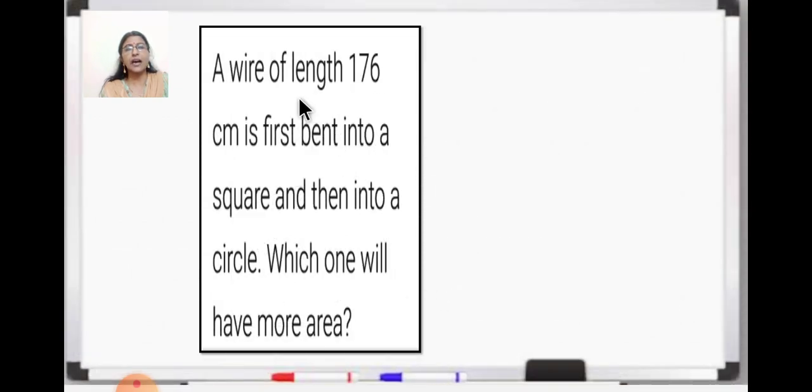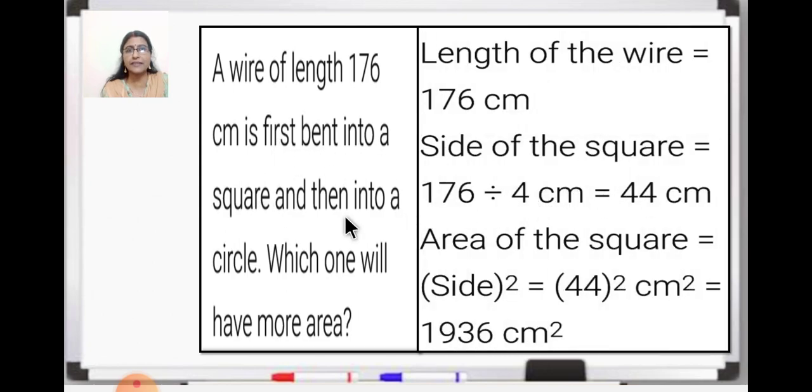Now next question, a wire of length 176 centimeter is first bent into a square and then into a circle. Now the question is, which one will have more area? So first we have to see this question. A wire of length 176 centimeter is first bent into a square. So first we will consider the first part, that is square. So we will write on the question, length of the wire is how much?